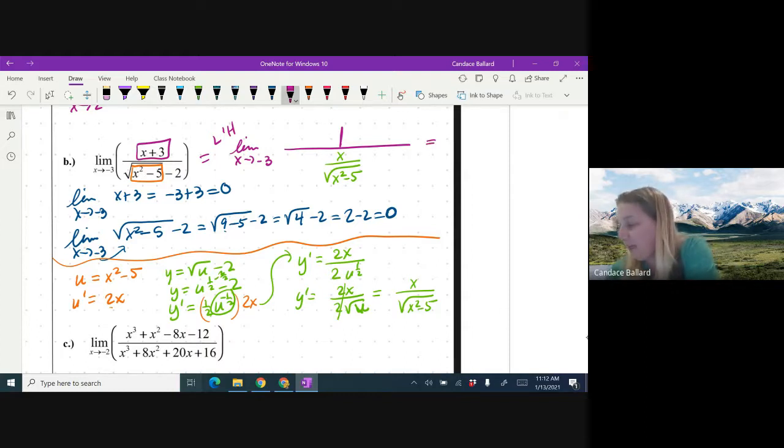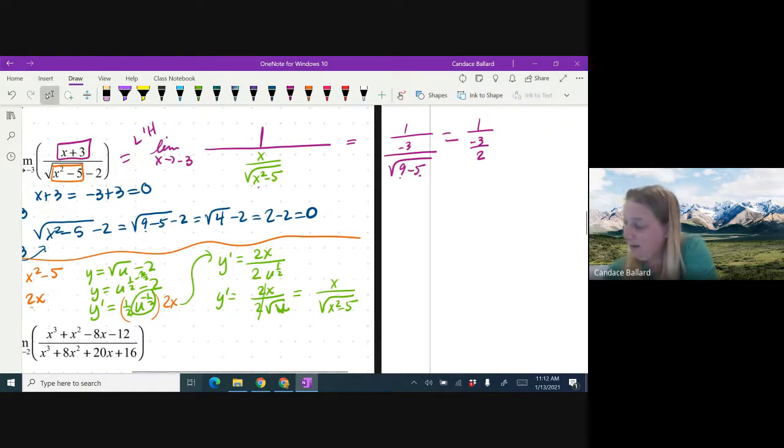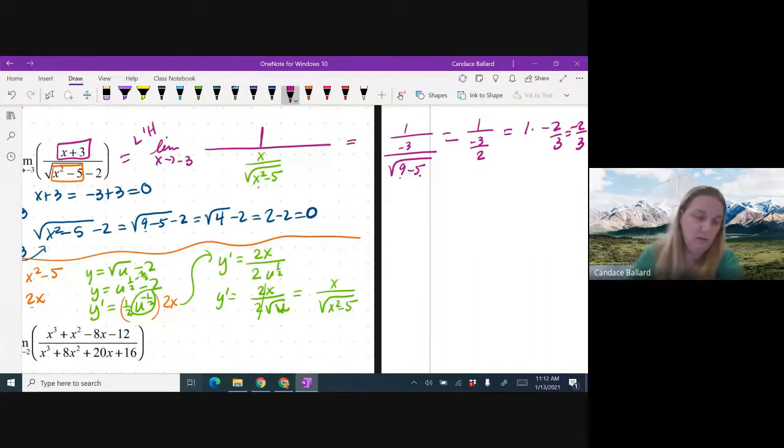All right, let's plug in our numbers. So I'm plugging in the -3 into the denominator. -3 squared is 9. I got 1 over -3. Let's see, 9 minus 5 is 4. Square root of 4 is 2. And then in order to get rid of the complex fraction, which technically I don't have to on the AP test if it's free response, I'm going to multiply by the reciprocal. So my final answer would be -2/3.